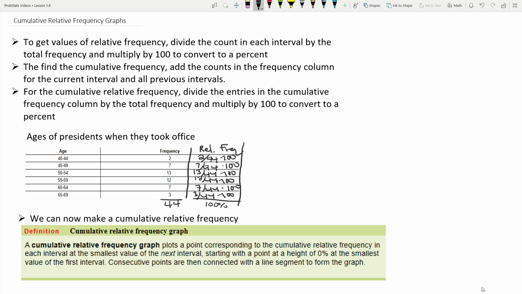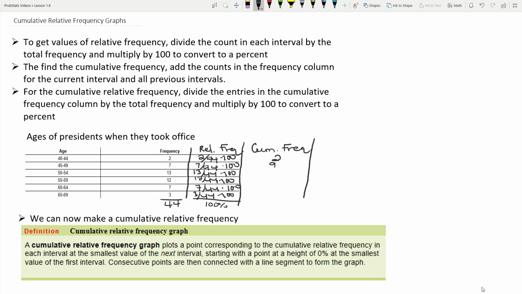To get the cumulative frequency, we first start at our first interval, where the frequency is 2. Then when we go to the next interval, we take the previous interval and add it to the current one. The current one is 7, and adding the previous one gives 9.